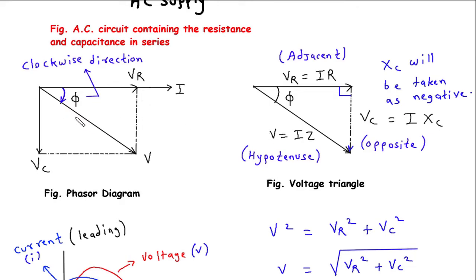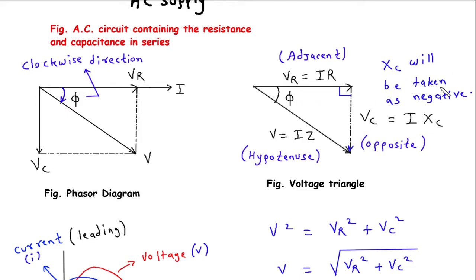Remaining as it is, this is V. So V is equal to IZ. This will be VC. VC is equal to I into XC. And this is VR. So VR as it is, VR is equal to I into R. Now this is a right angle triangle. So this will be the hypotenuse. This will be the opposite side of this angle phi, and this will be the adjacent side to this angle phi.